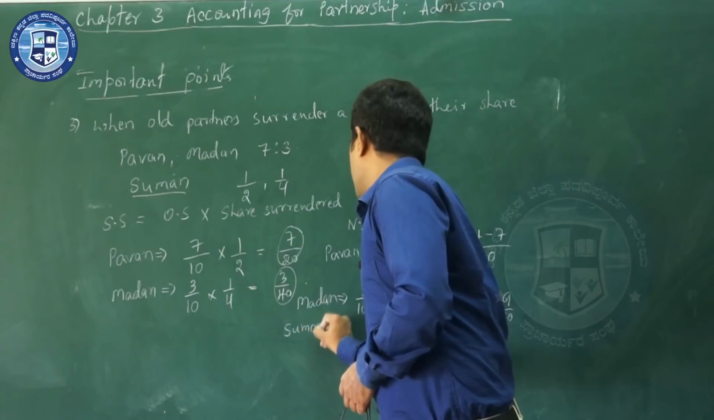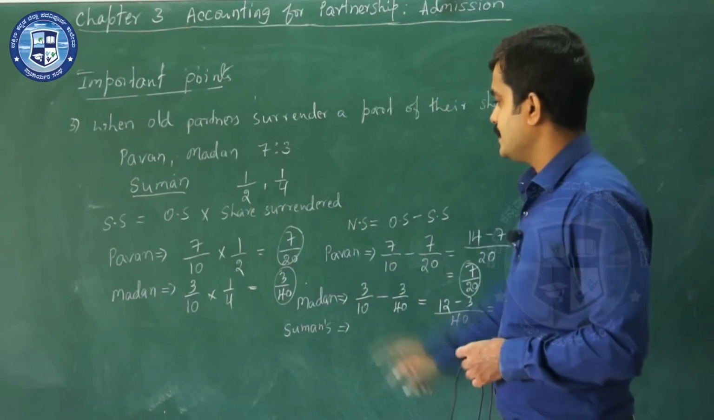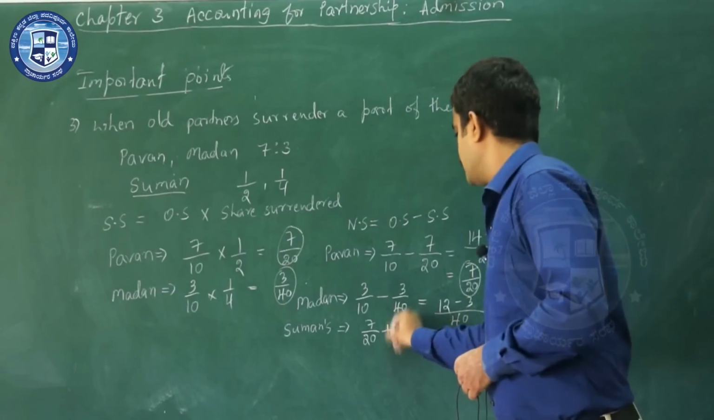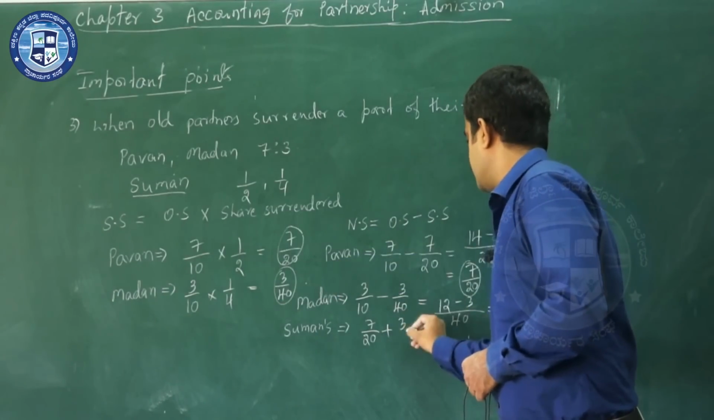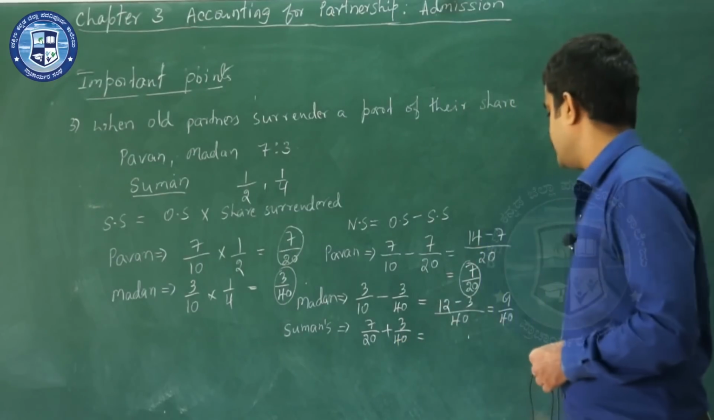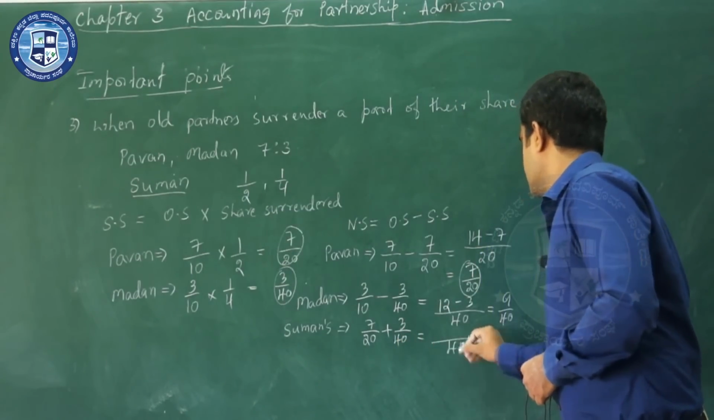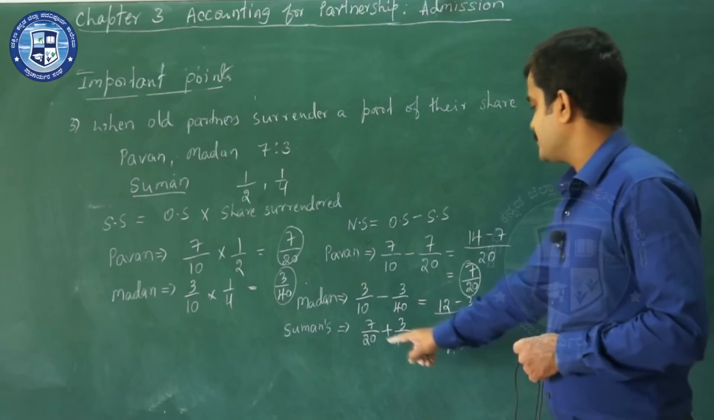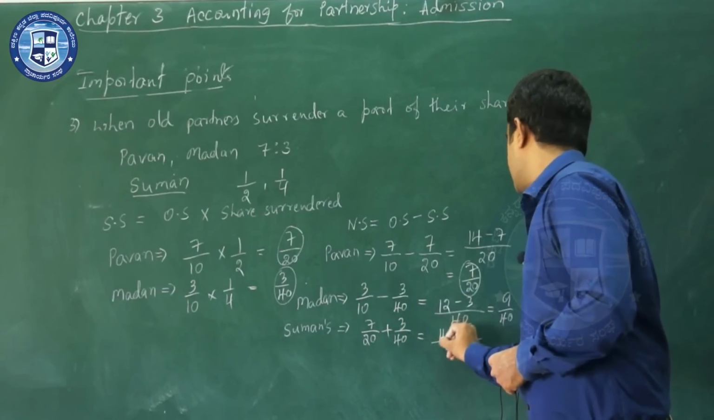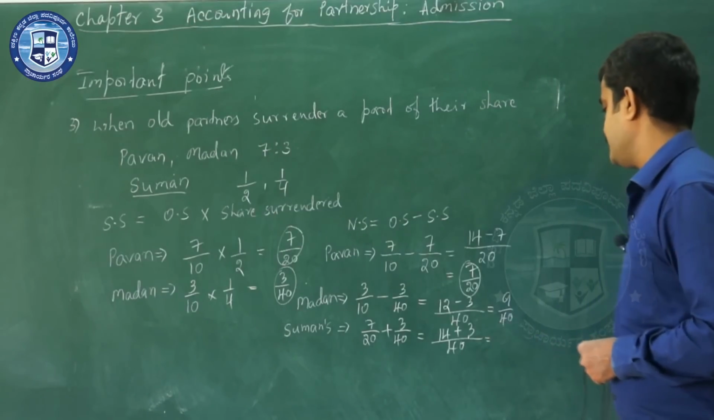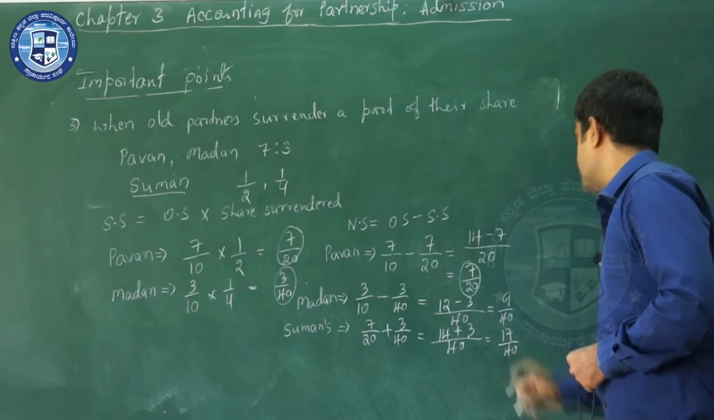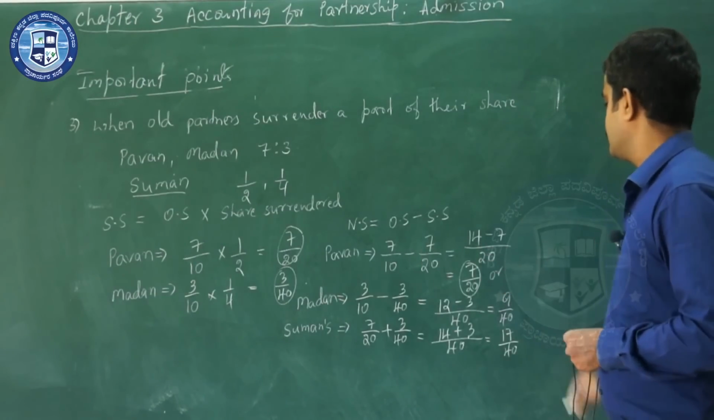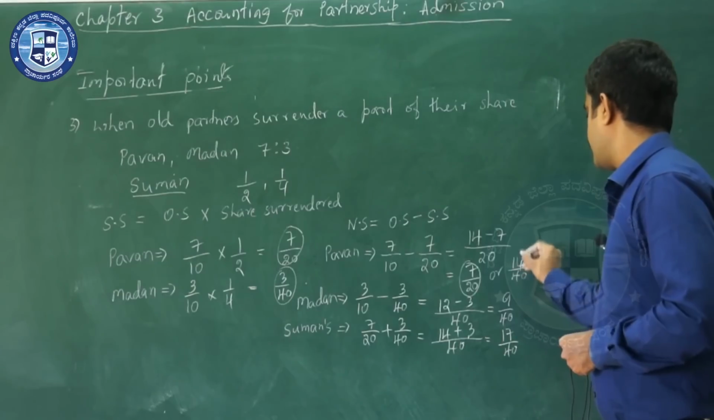Therefore, new partner Suman's share will be share sacrificed by Pawan, 7 by 20, plus share sacrificed by Mathan, 3 by 4. That is, 40 is the LCM, 3 remains as it is, so multiply 2 to 7, we get 17 by 40. So we can write 7 by 20 as 14 by 40.